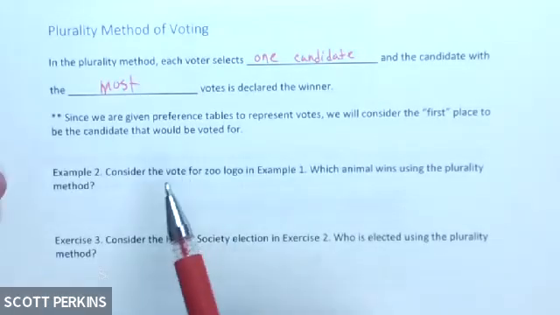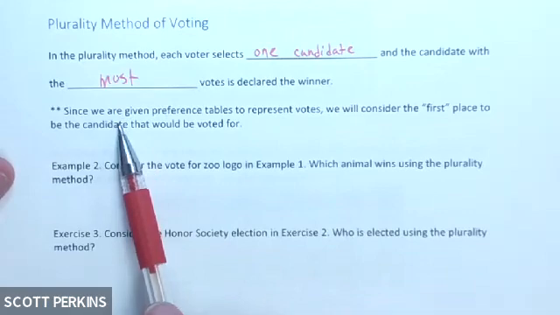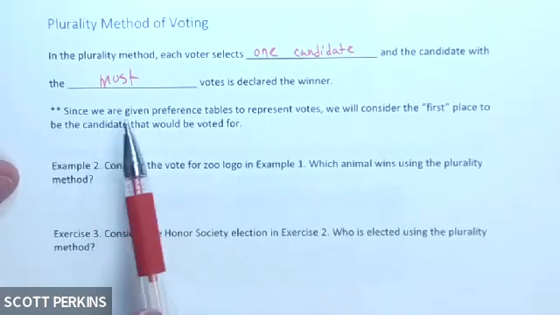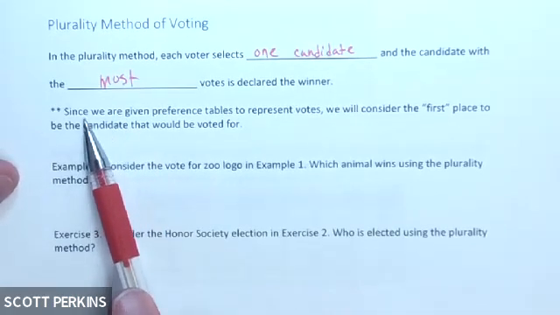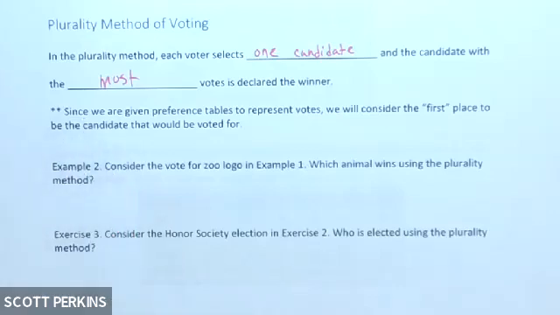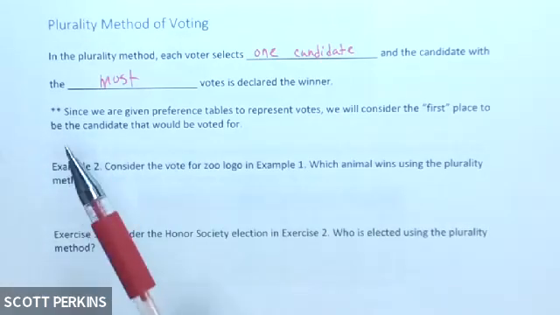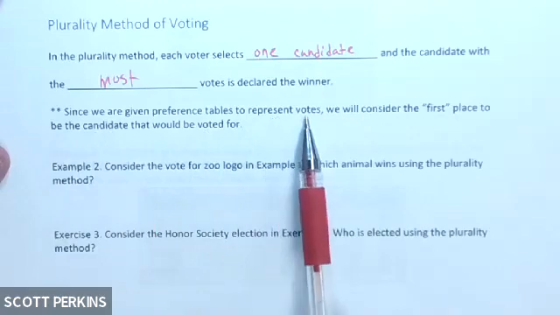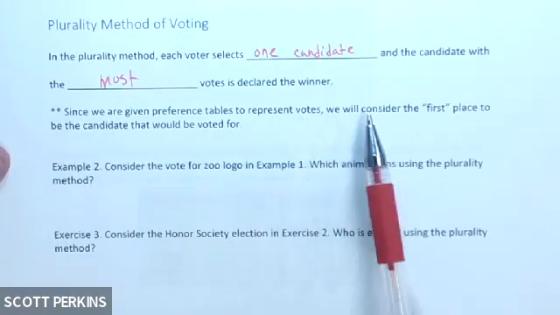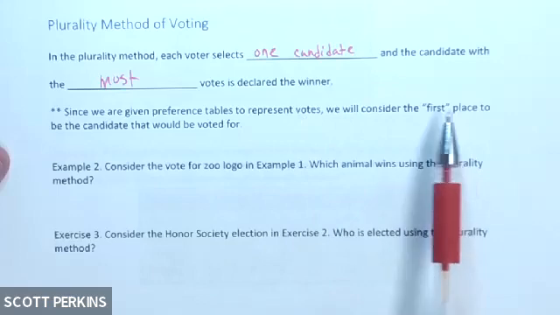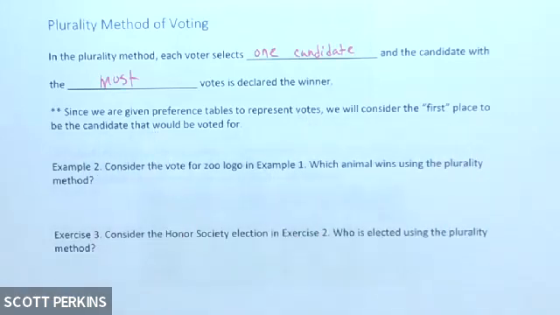Now, I made a little note here for our in-class work in these next few sections, and when you're doing your homework, since we don't have the ability to have an election in our book, we are given preference tables. And so when you're doing the plurality method, you are going to consider the first place vote to be the candidate that would have been voted for. Okay, so that's how we're going to work.